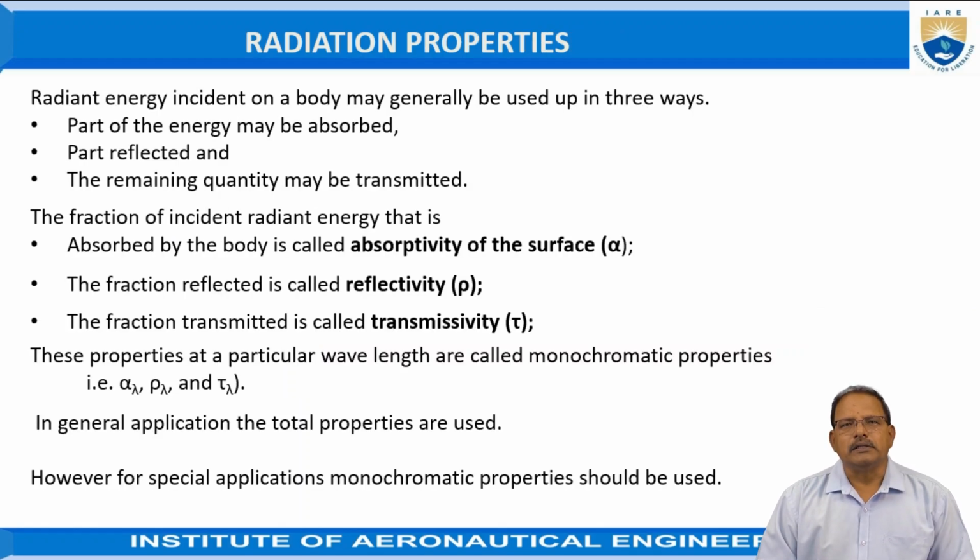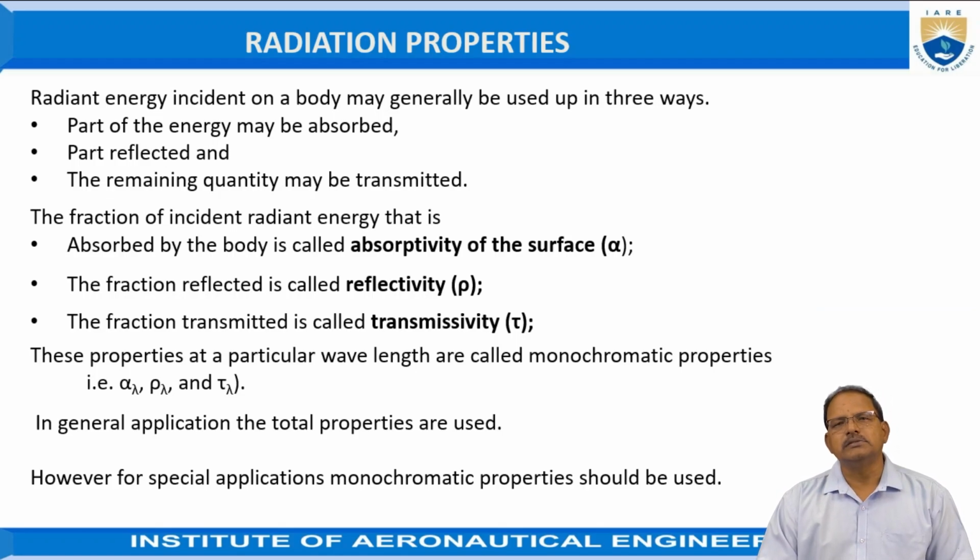The radiation properties. The radiant energy incident on a body may be generally classified in three ways. Part of the energy may be absorbed, part of the energy may be reflected, and the remaining part may be transmitted. That is, when energy is incident on any body, we cannot say that the entire energy is absorbed by that body. If it is absorbed entirely, then the type of body is called a black body. But in the universe, generally, a perfect black body does not exist.